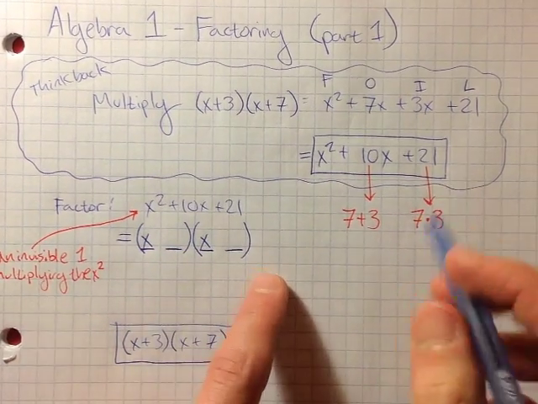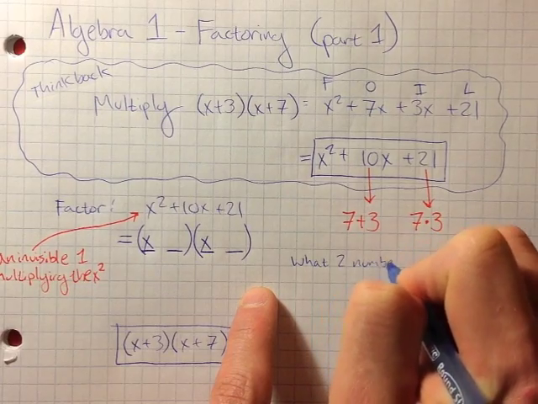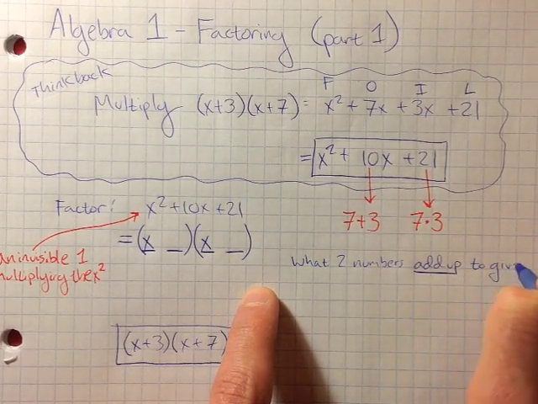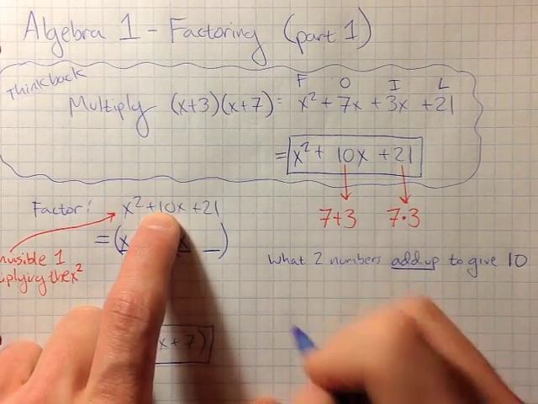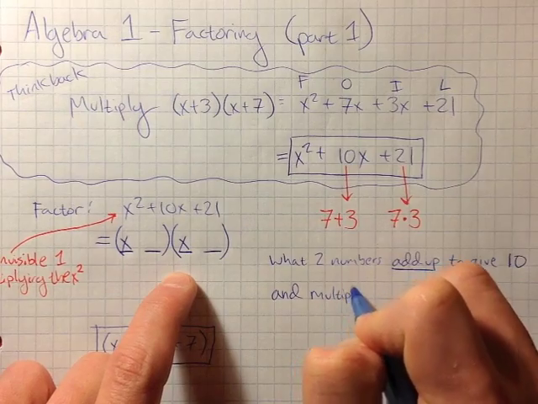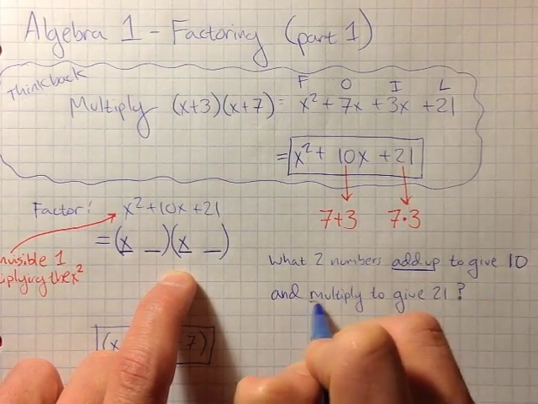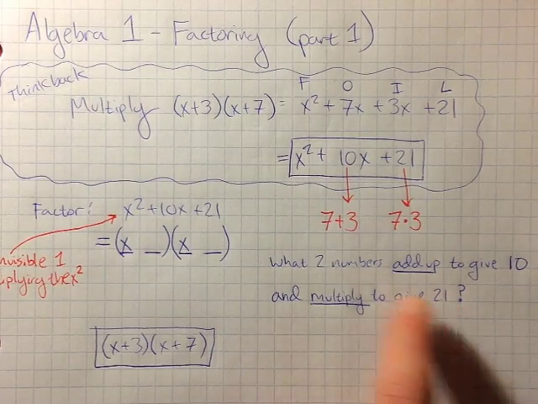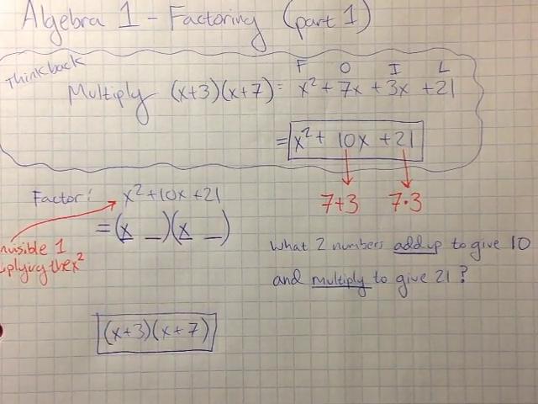So let me write this out in a complete sentence, and I want you to write this out as well. What two numbers add up to give 10, which is the middle number, it's the number multiplying the x, and the same two numbers multiply to give 21. As soon as you can answer that question, you plug the numbers into these blanks and you have factored. That's all there is to it.